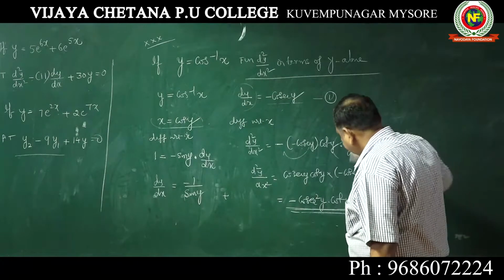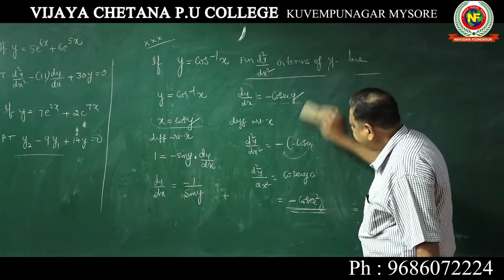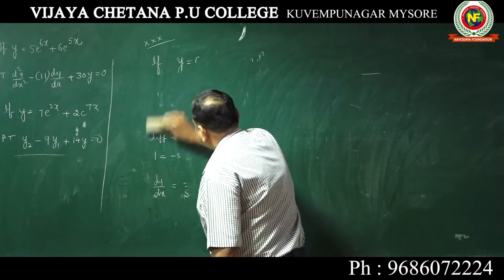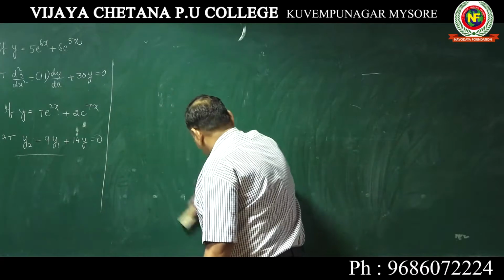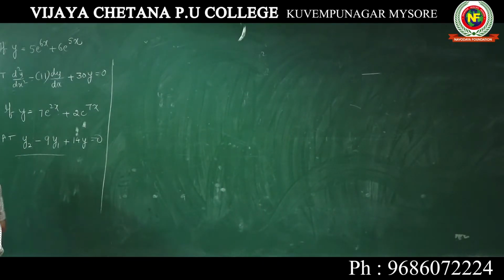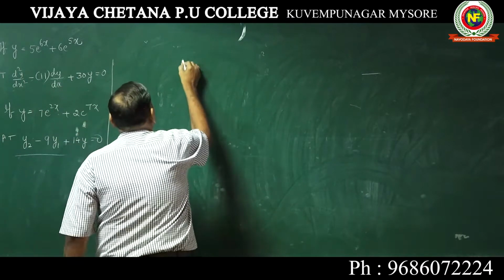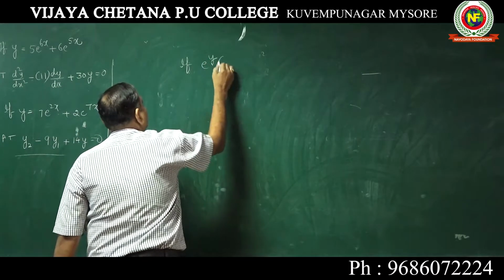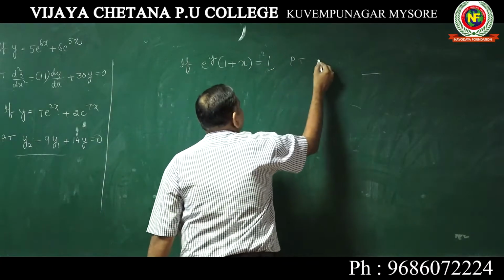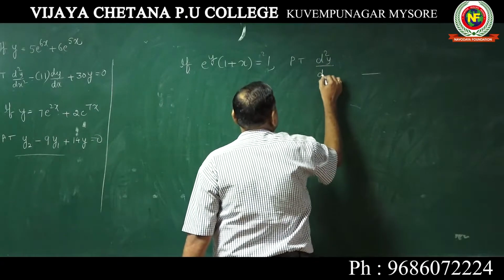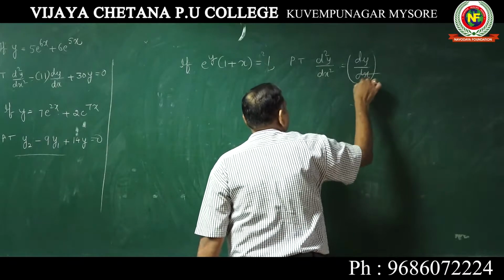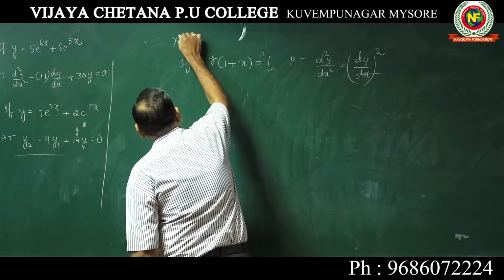Now we take one more problem. This is an important one. So far they have not asked this question. One more question is there in your textbook, and then it finishes all your second derivatives. If e to the power of y into 1 plus x equals 1, prove that d square y over dx square is dy by dx whole square. Very important, given in your textbook.